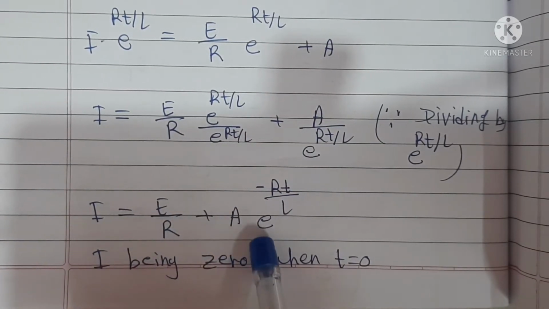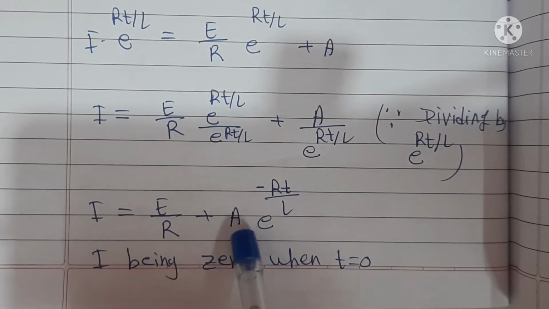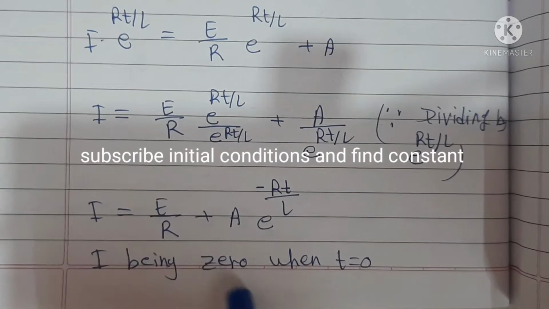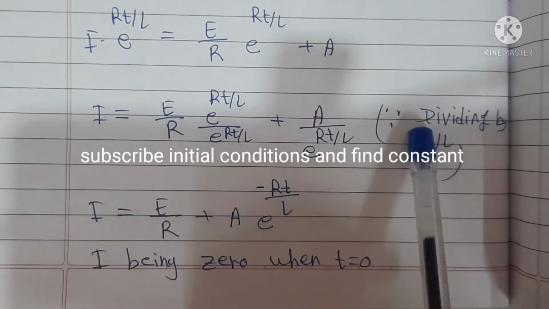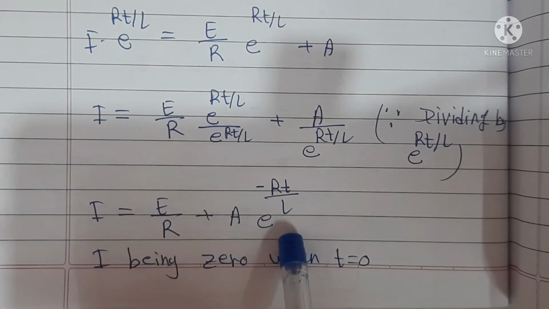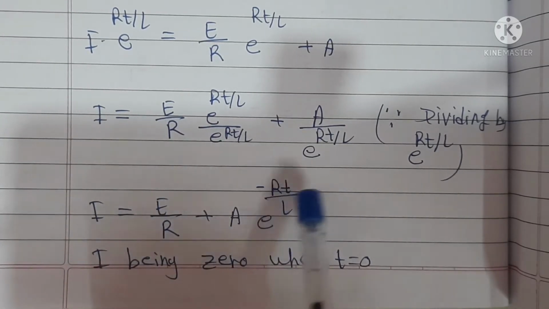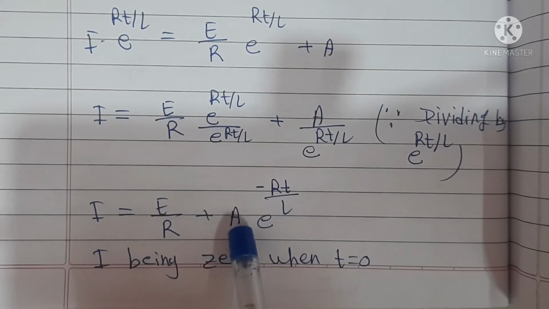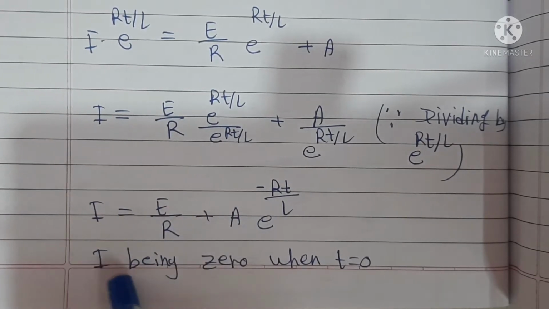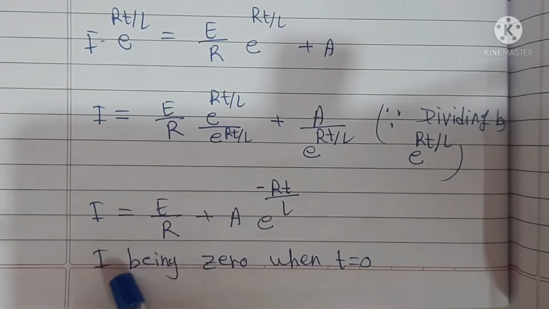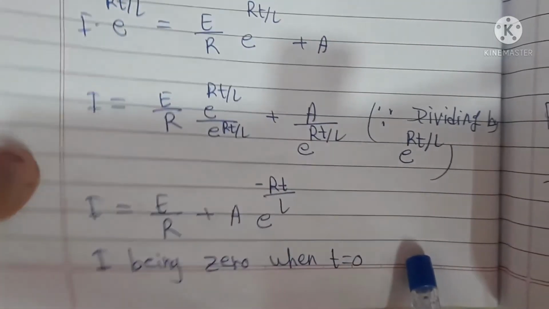Okay, therefore it gets multiplied here: A into e raised to minus RT upon L. Now I being 0 when t is equal to 0, here we get the general solution of the differential equation, and here the constant A is there. Now the next step, step 2, is to put the initial condition: I is equal to 0 when t is equal to 0.